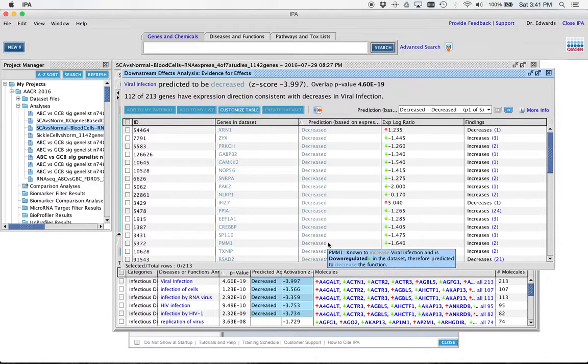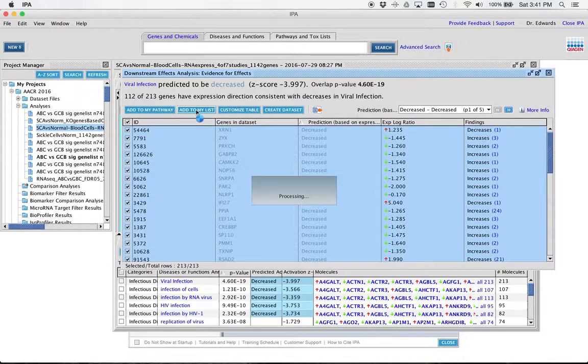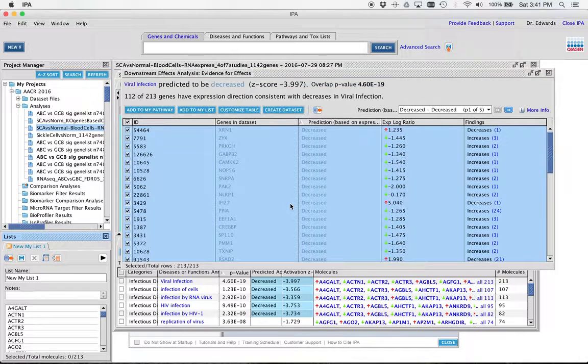There's much more evidence that this process is decreasing than increasing, which I think is very interesting. I don't know if this is based on differences in cell types, but it's a very interesting phenomenon here, and that's kind of why I wanted to pursue this a little bit. We can get all of these genes, and I can add this to my list. We could make this viral genes.